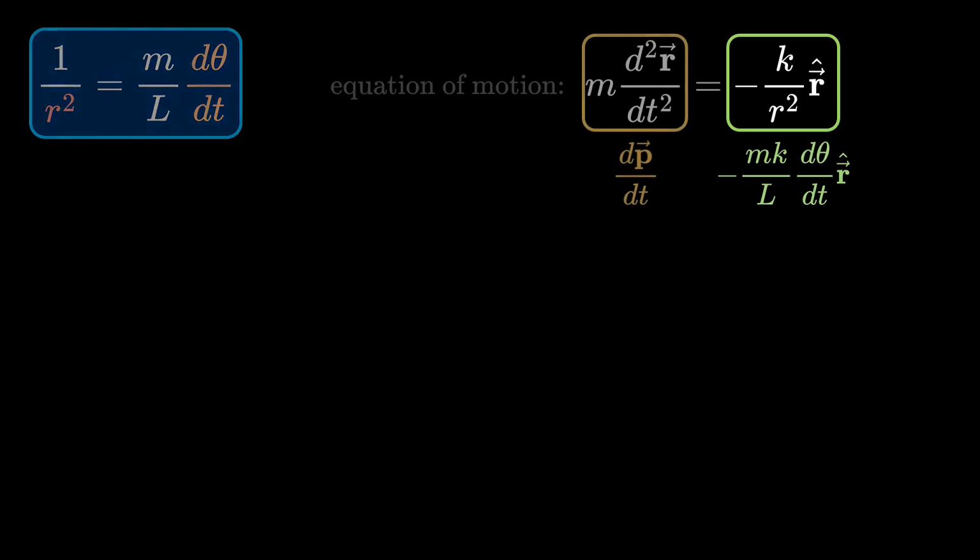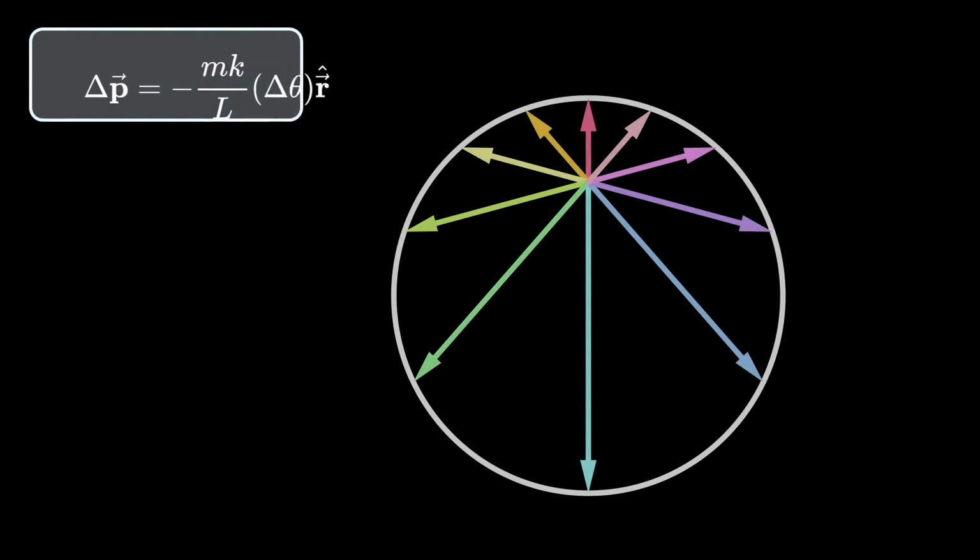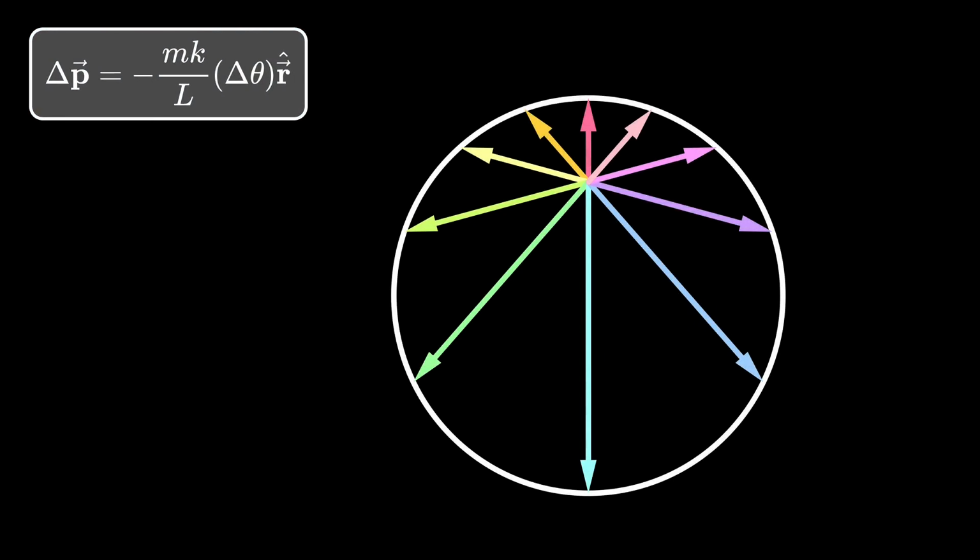So in a small time period of delta t, the change in momentum equals minus mk over L times change in theta times the unit vector r. This is what we need to explain the circular hodograph.